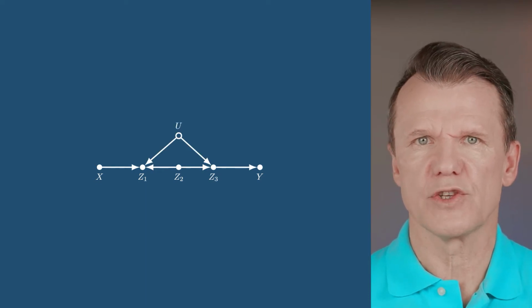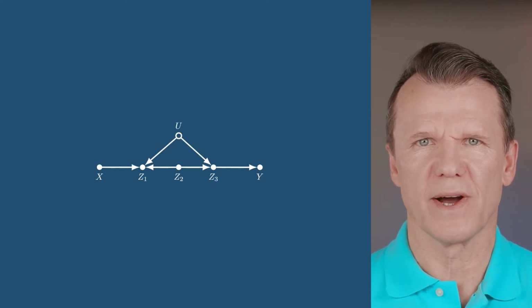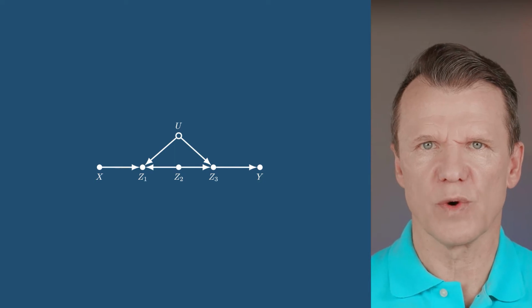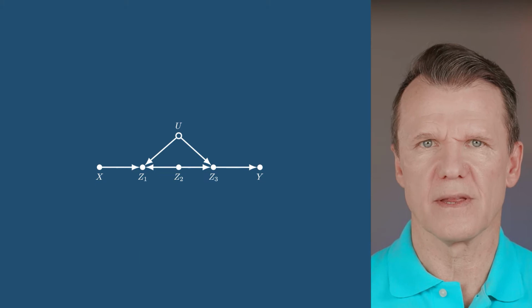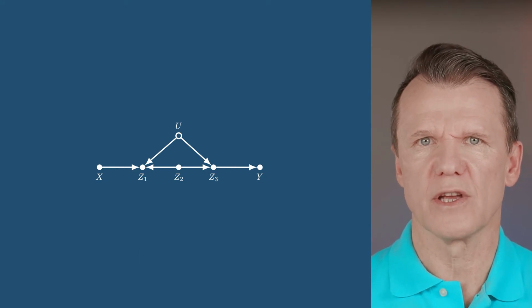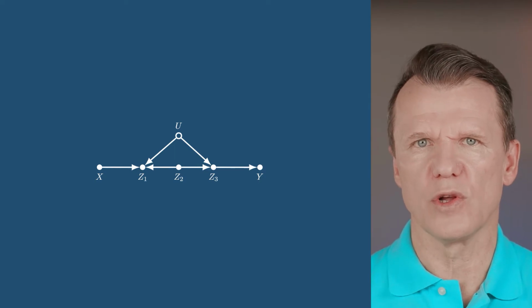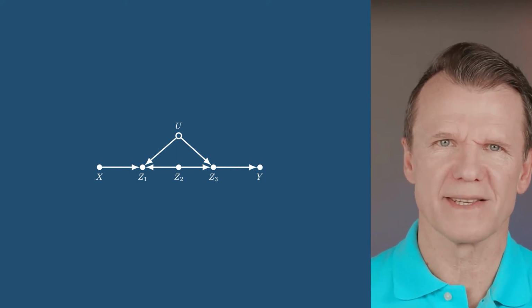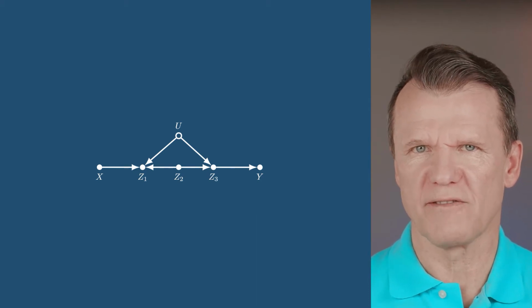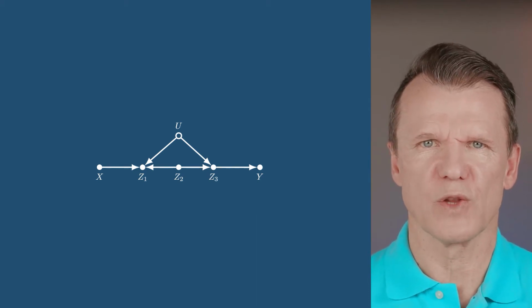This diagram has two paths between x and y. One is from x to Z1 to Z2, then Z3 and y. The other one is x to Z1, u, Z3, and then y. U is a hollow node. It means we don't observe it and can't use it to block the path. But it still could produce covariation between x and y.